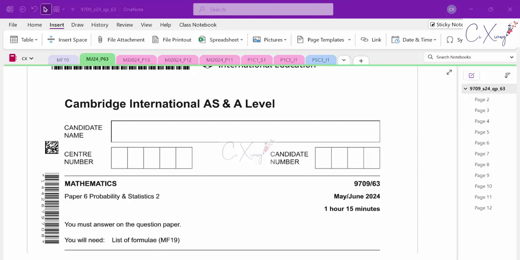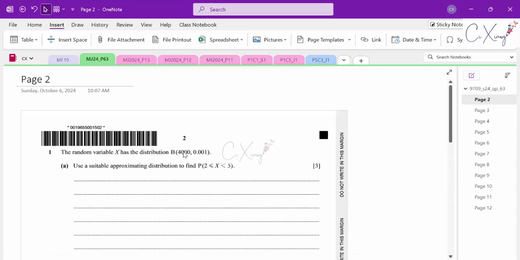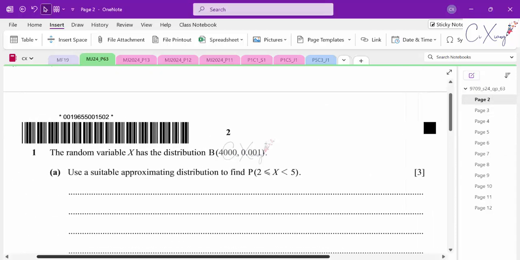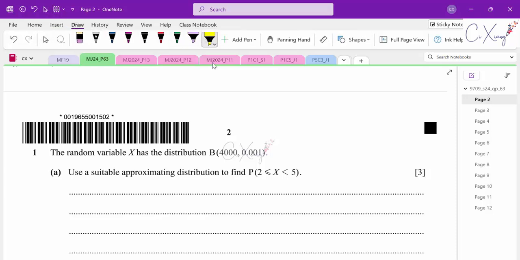Okay, so in this video, we'll be discussing Probability and Statistics 2, which is for May-June 2024, paper 6-3. So let's start with question number 1. There's a random variable X with this distribution, and they want us to use a suitable approximating distribution to find the probability. Highlight the keyword: approximating.